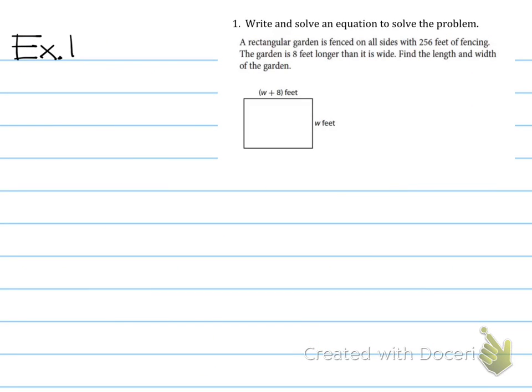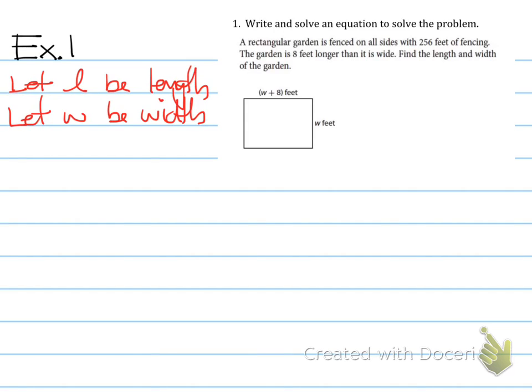All right, so we've got the following problems. A rectangular garden is fenced on all sides with 256 feet of fencing. The garden is 8 feet longer than it is wide. Find the length and width of the garden. Now, we don't have to write a let statement because we have a picture. But if you did, you could just let L be the length and W be the width.